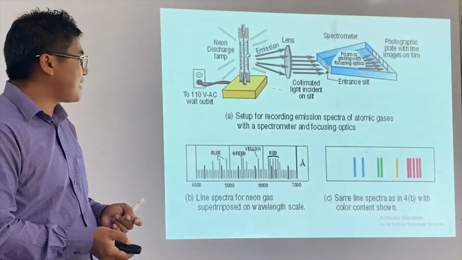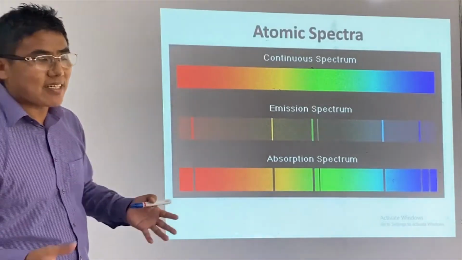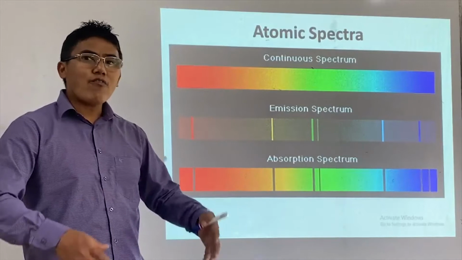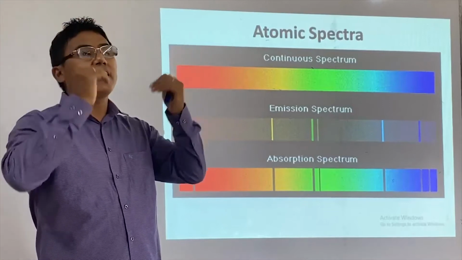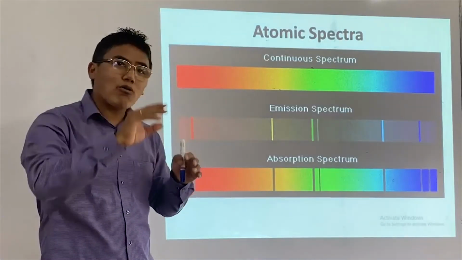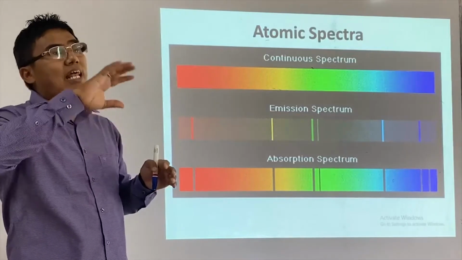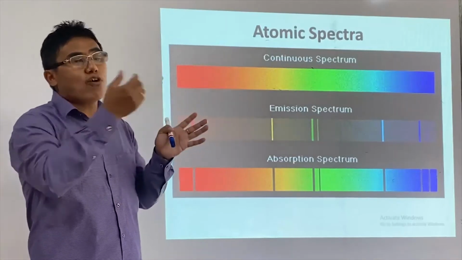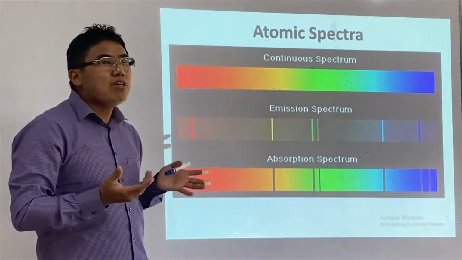Emission spectrum occurs if I excite gaseous atoms. When I excite the gaseous atoms, an electron of an atom goes to a higher energy level. Then the electrons start coming down to a lower energy level. While coming down, the electron emits photons, and the photons we get from such an atom are what we call the emission spectrum.